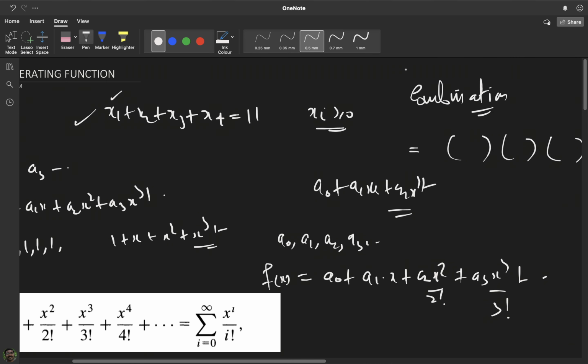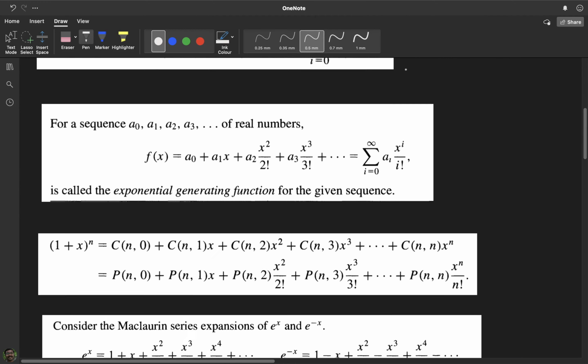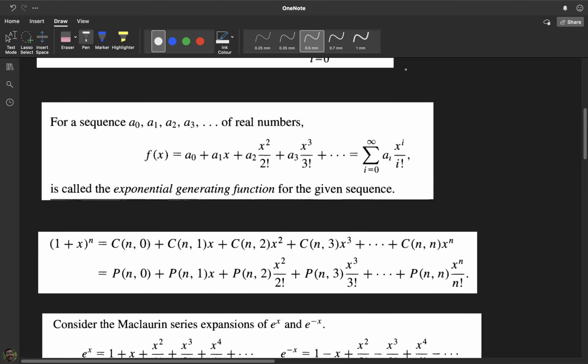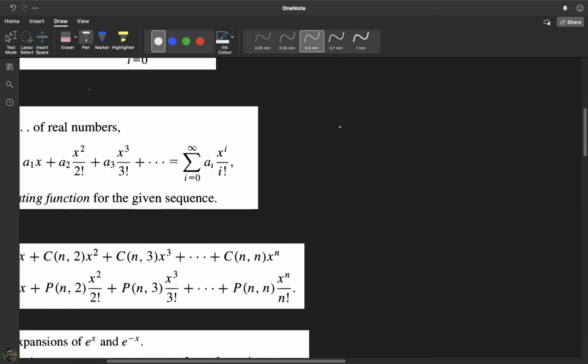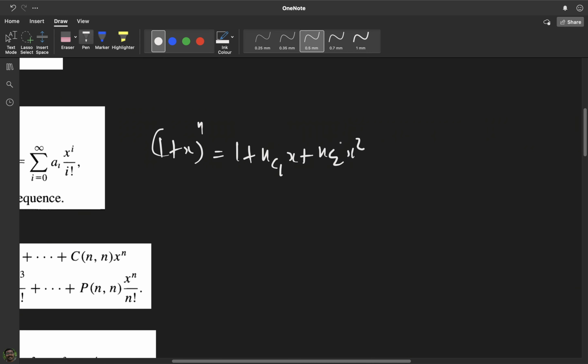Before that, let us briefly look at the expansion of 1 plus x raised to n. Before we go into the application, what is it? It is basically nc0 plus nc1x plus nc2x square plus nc3x cube plus etc. plus nc n x raised to n.